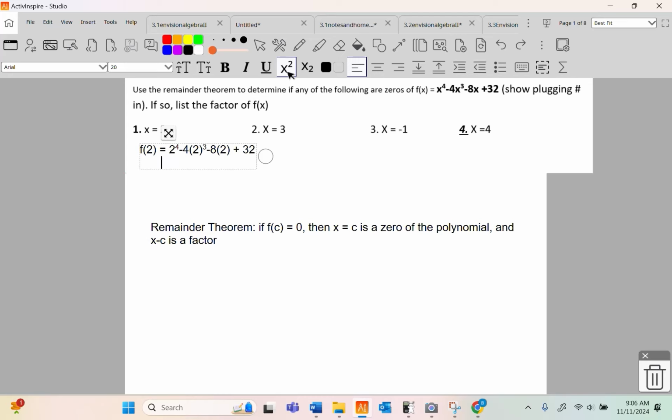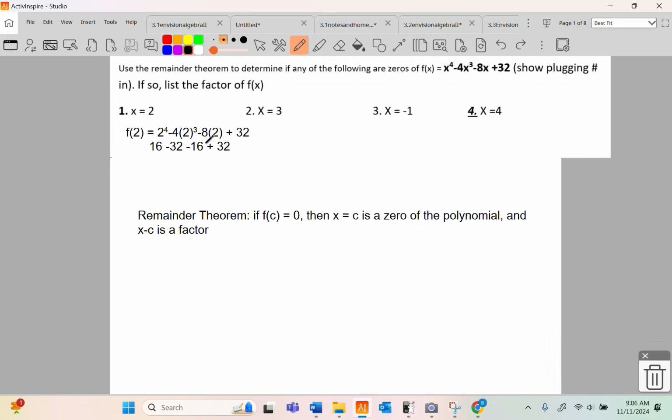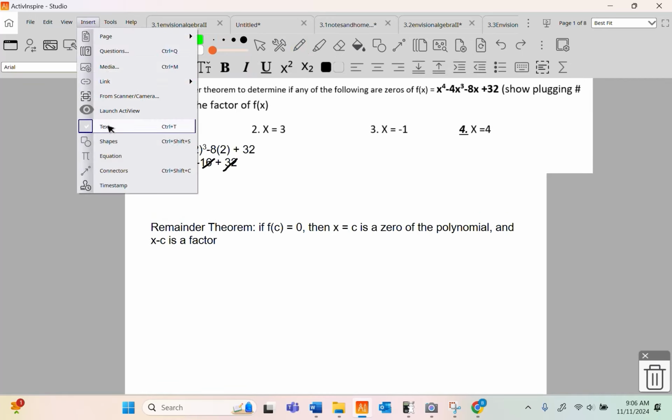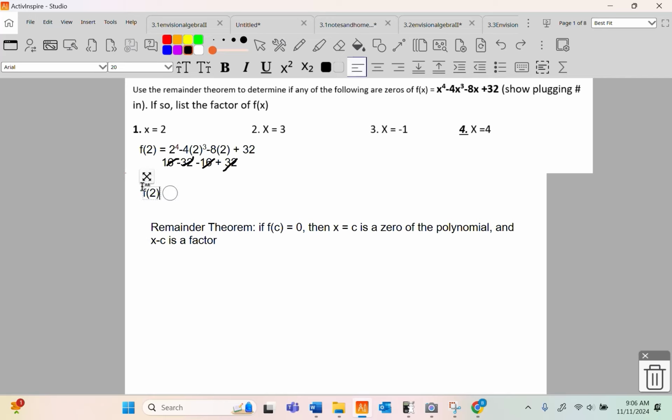All right, so 2 to the fourth should be 16. 2 cubed is 8 times 4 is negative 32. We have a minus 16 there and plus 32. And I know most of you guys are just going to push buttons in the calculator without using that God-given brain of yours, but everything worked out, didn't it? So it turns out that f of 2 is equal to 0. So by the remainder theorem, x equals 2 is a 0, and the factor is x minus 2.